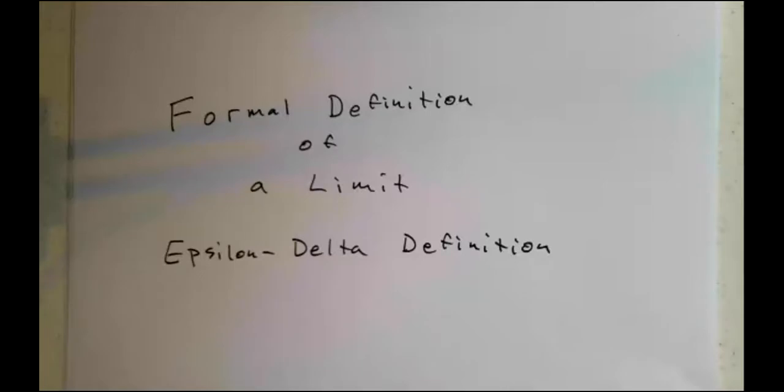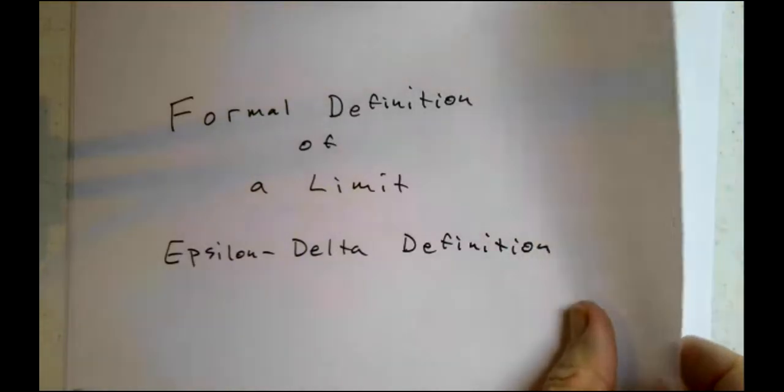This lesson is on the formal definition of a limit, sometimes called the epsilon delta definition. Fairly challenging to understand, but I'll try to help you with that. And we'll do that by looking at a function and try to establish what its limit will be.